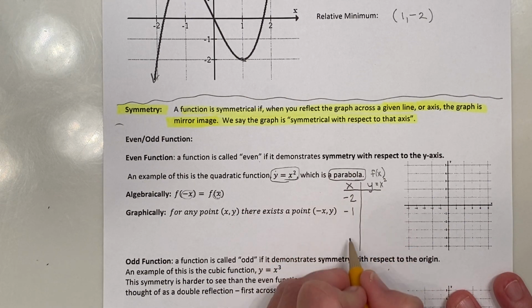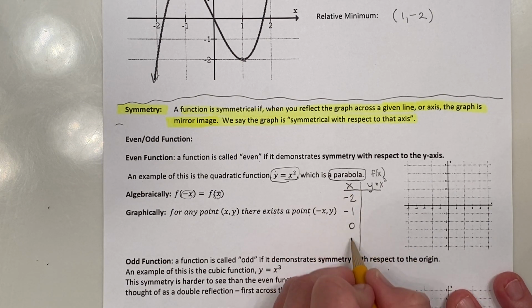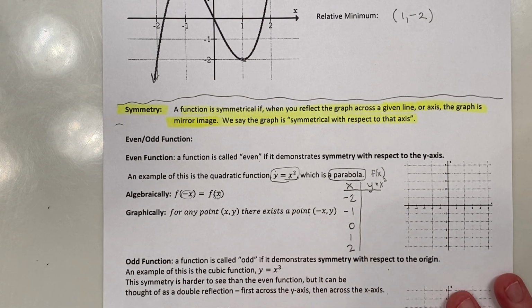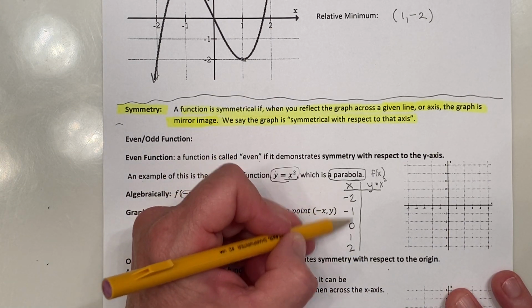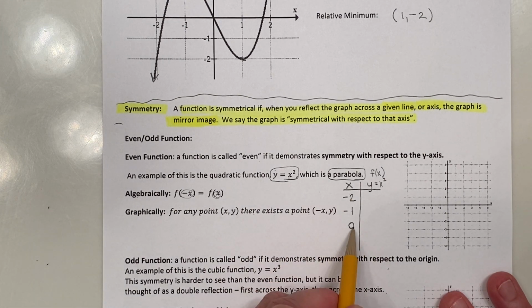So I have a choice of x values. I'm going to choose from -2 to +2. I'm going to choose those integers. Now I could choose a bunch of points in between, but that's just going to make my work harder. But I could have chosen some decimals in between here. Okay, so what do I do with each of these x values?